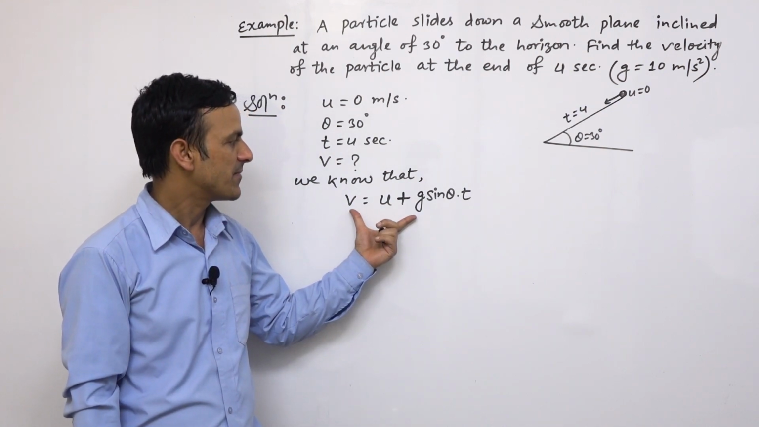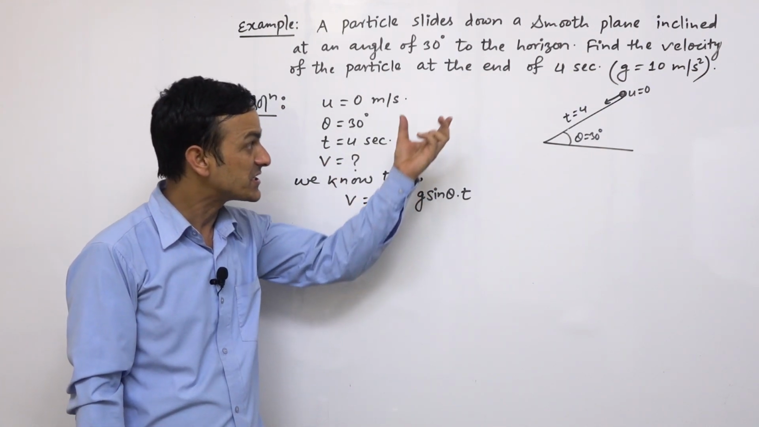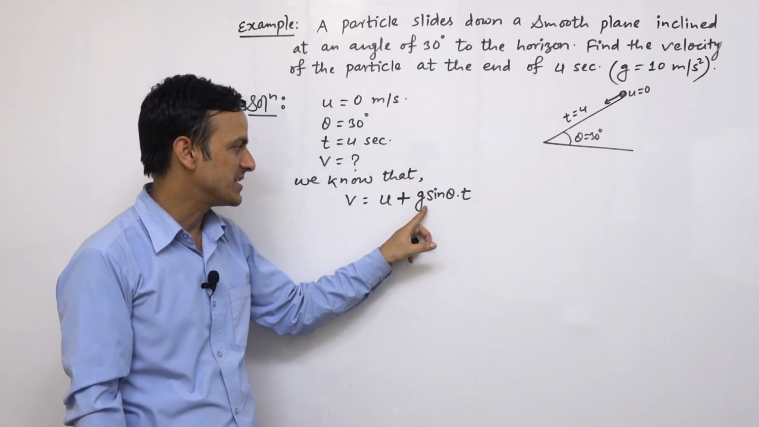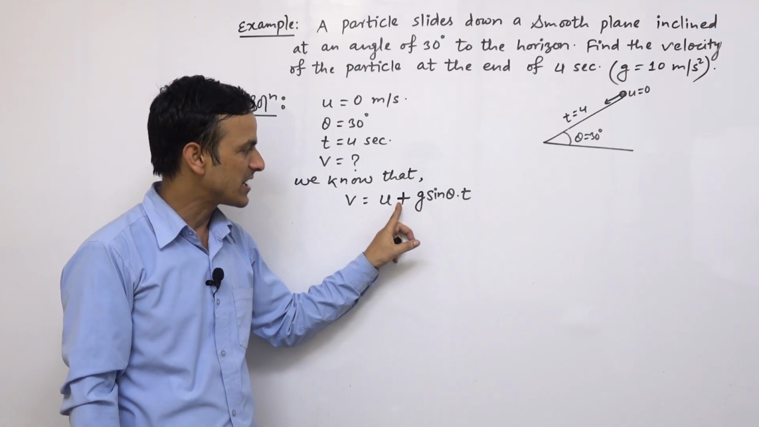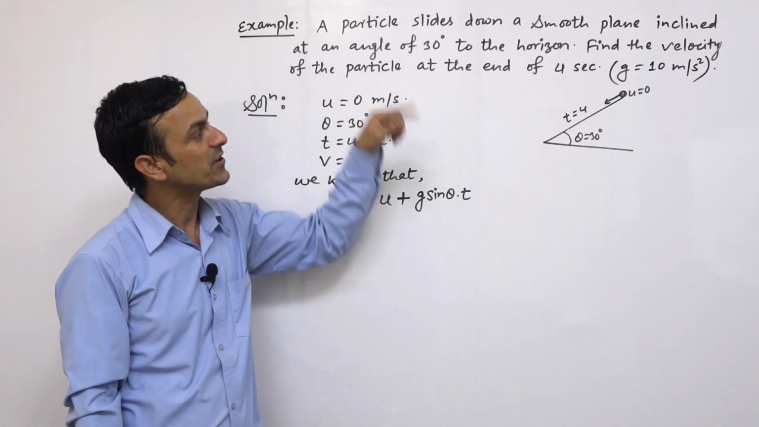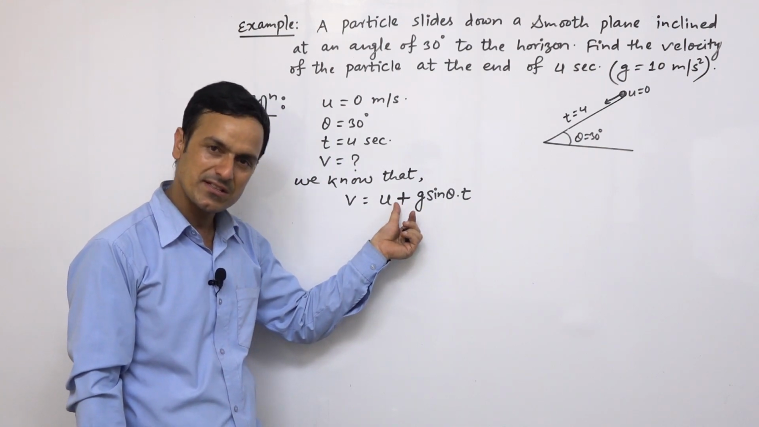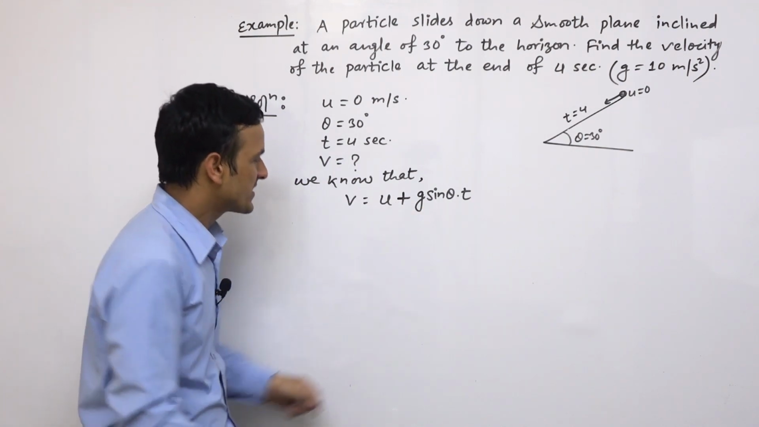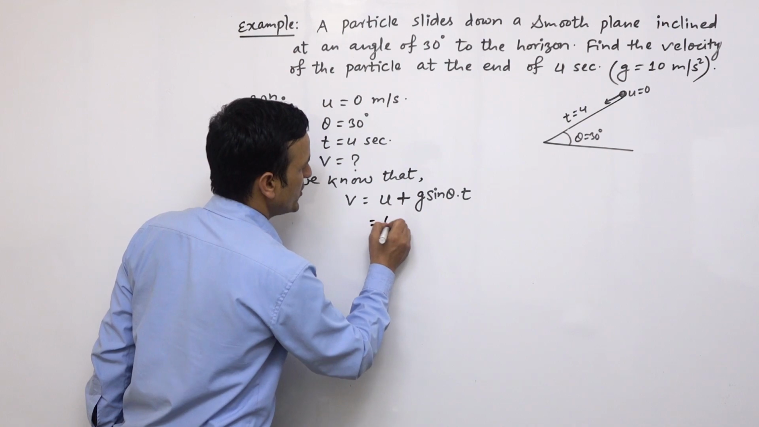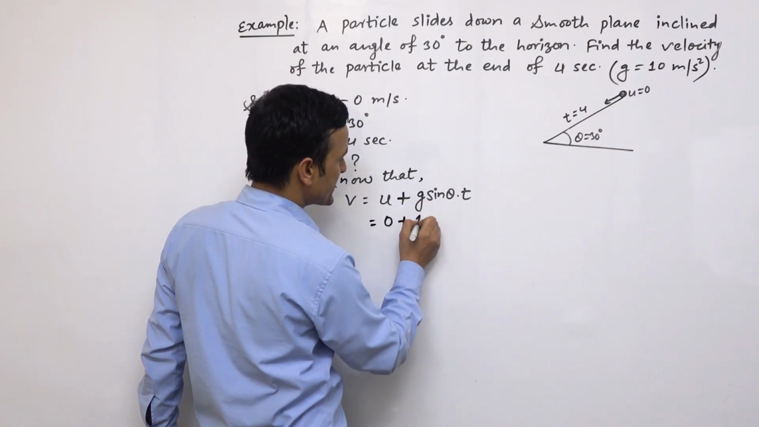So this is the formula for the body sliding downwards. तल आएको बेलामा g is plus. Acceleration due to gravity is always positive. र माथि गएको बेलामा acceleration due to gravity is always negative. That's why write down the value of u and the value of g is 10.